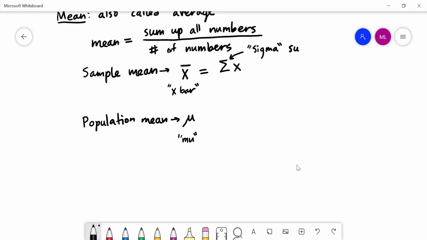So take the values and sum all of them up. And this is what we're summing up. What are we supposed to sum up? These are, in this case, all of our sample values, so all of the data set that we have in our sample.